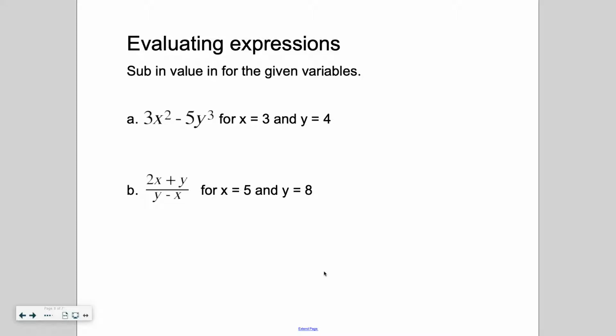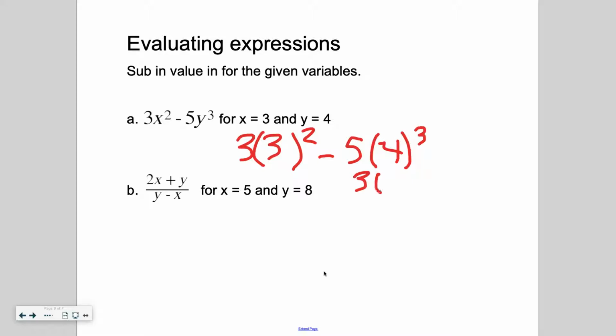Okay? So I have 3 times, what was the x value that we're going to sub in? 3. So 3 times 3 squared minus 5 times, what's the y value we're plugging in? 4 cubed. Okay? Order of operations says you take care of what first? The parentheses, but in this case, parentheses is really an exponent problem. So 3 squared is what? 9 is 9, good job. And 4 cubed, 4 times 4 is 16, and 16 times 4, I believe, is 64.